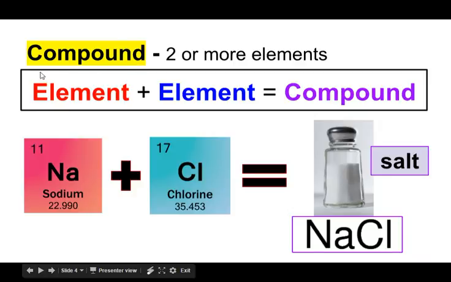Compound. A compound is two or more elements together. For example, sodium is an element and chlorine is an element. Two elements together equals salt, sodium chloride, NaCl. Salt is a compound because it is made of two or more elements.